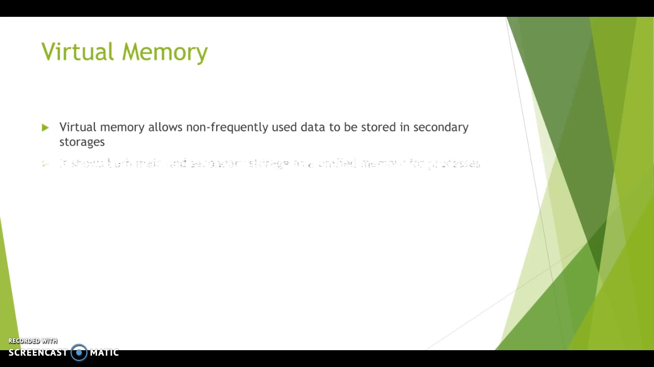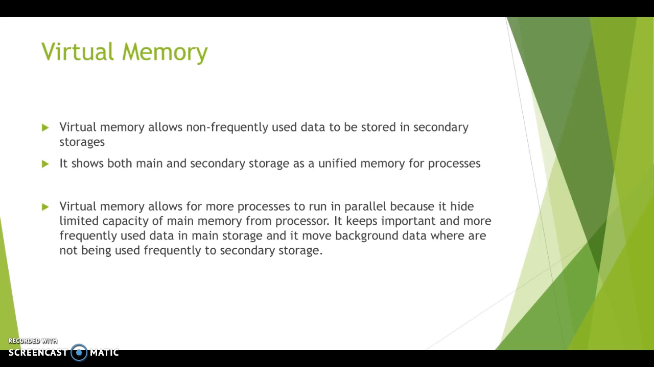Virtual memory allows non-frequently used data to be stored in secondary storage. It shows both main and secondary storage as unified memory for processors. Virtual memory allows more processes to run in parallel, because it hides the limited capacity of main memory from processors. It keeps important and more frequently used data in main storage, and moves background data that are not being used frequently to secondary storage.